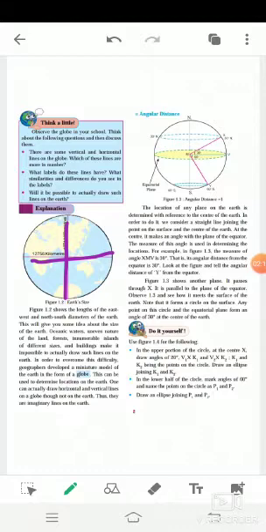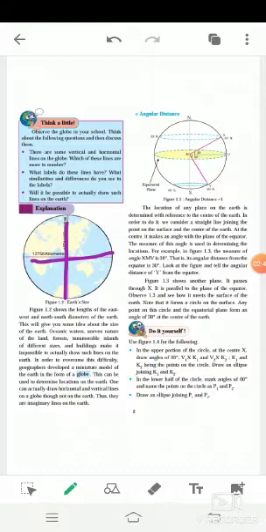25% of the earth's surface is land and 75% of the earth's surface is covered by water. Now let me tell you what is graticule. Graticule is a network of lines representing meridians and parallels on which a map or a plan can be presented.